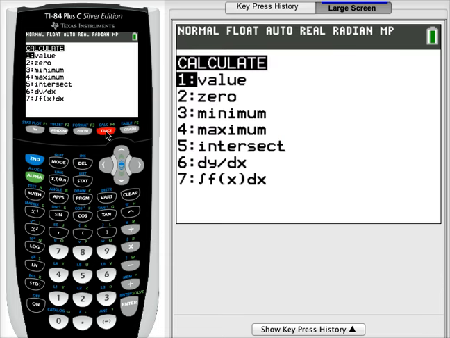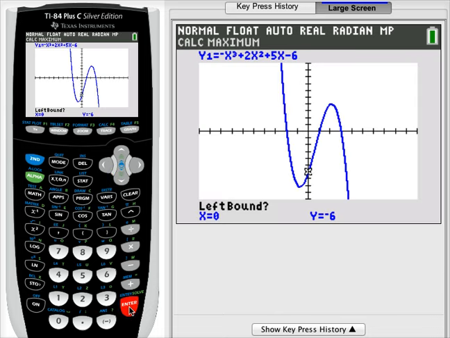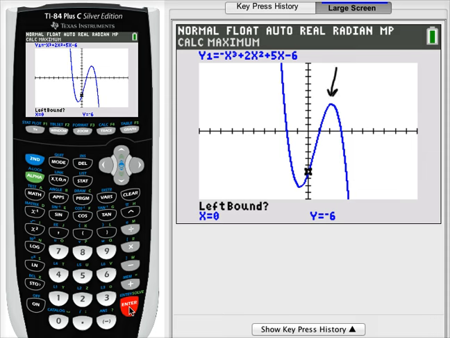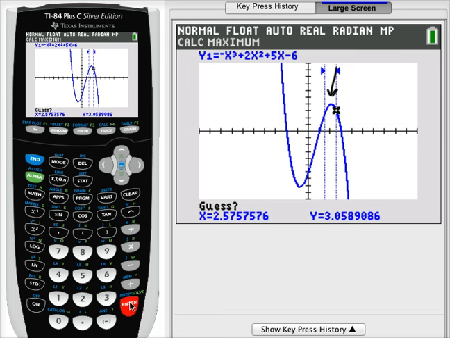So I go into calculate. I'm going to focus on my maximum value. And because I've identified I'm focusing on the maximum, that means I'm focusing on that point right there, that hill. So it's asking me for the left bound. So I scroll close, and when I'm anywhere to the left, I hit enter. It's asking me for the right bound. So I scroll anywhere to the right of it, hit enter again. When it says guess, that just means hit enter one more time, and then you get your values.